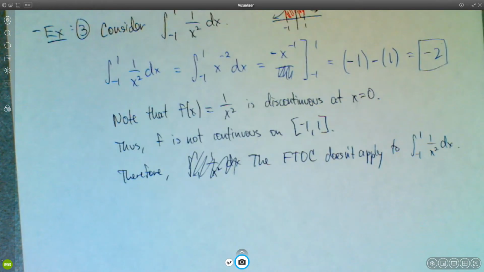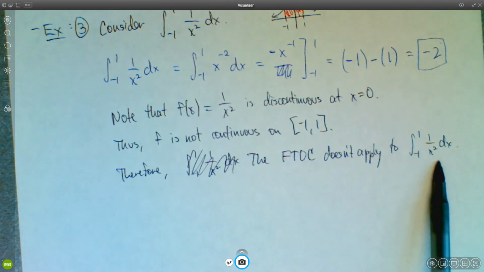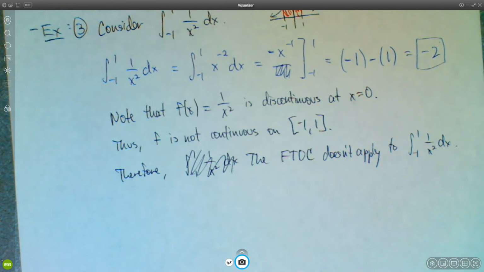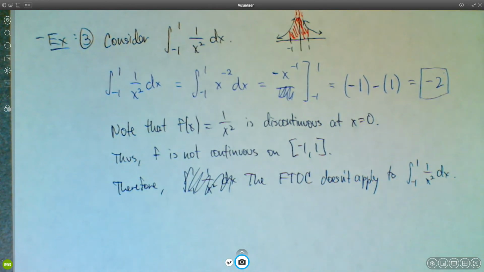Okay, so we just need to be careful and make sure that what we're integrating is continuous before we try to apply the fundamental theorem of calculus. Now you may wonder, well, how do we take care of this thing then? And we'll talk about that. That'll be something that we discuss in a future section.